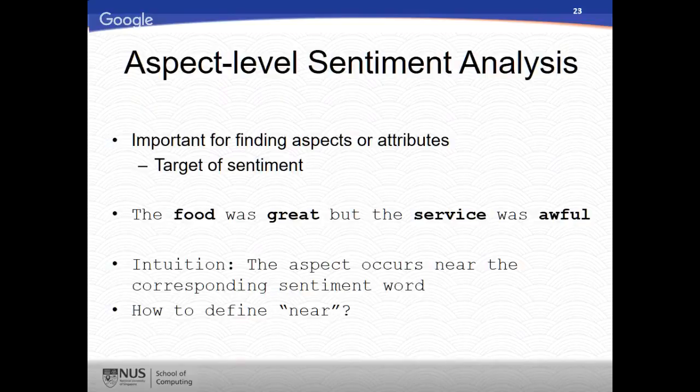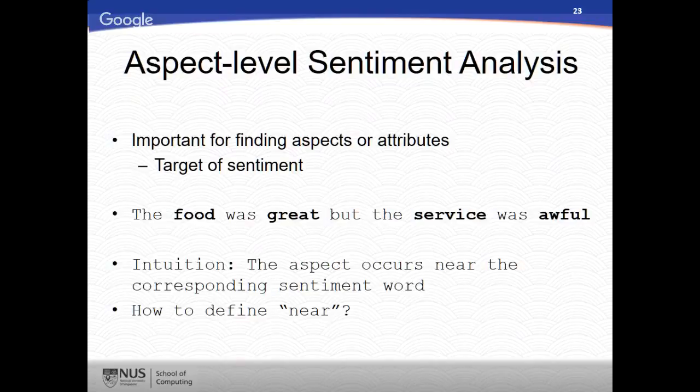For example, in hotel review analysis, it's very often that one customer comments that something is good, something is bad. So if we collect all this data and do statistics, we can say which aspect should be improved in this hotel or in this service, right? So the basic intuition is that the aspect occurs near the corresponding sentiment word. For example, food is near great, right? Service is near awful. The problem is how to define near.